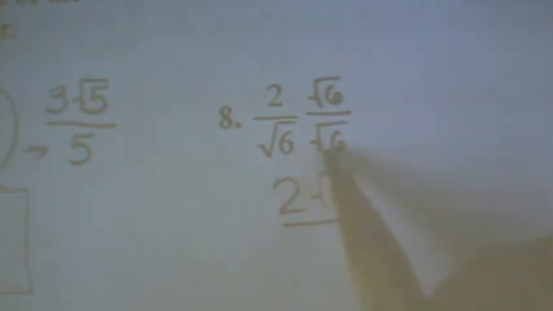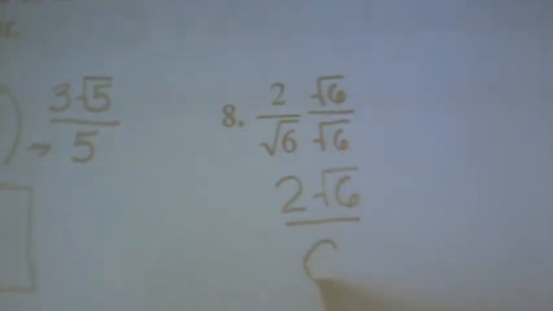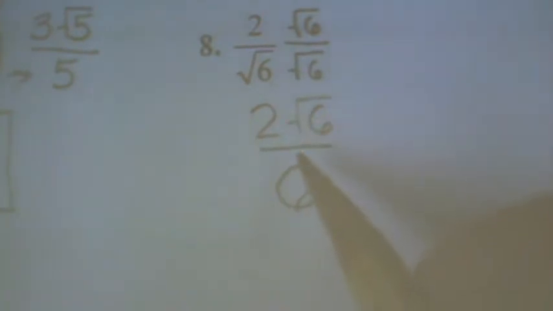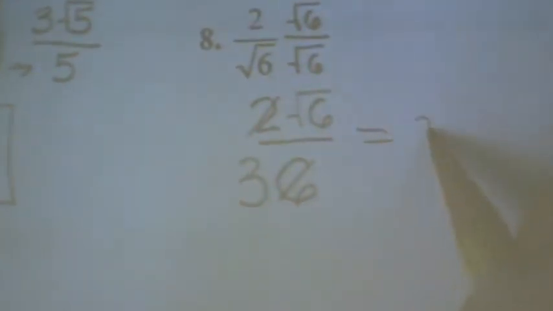Okay, and then you have a pair of 6's here, so you have a 6. But like what Sam said, these two are like terms, so you can reduce. 2 goes into 6 3 times. So this final answer is root 6 over 3.